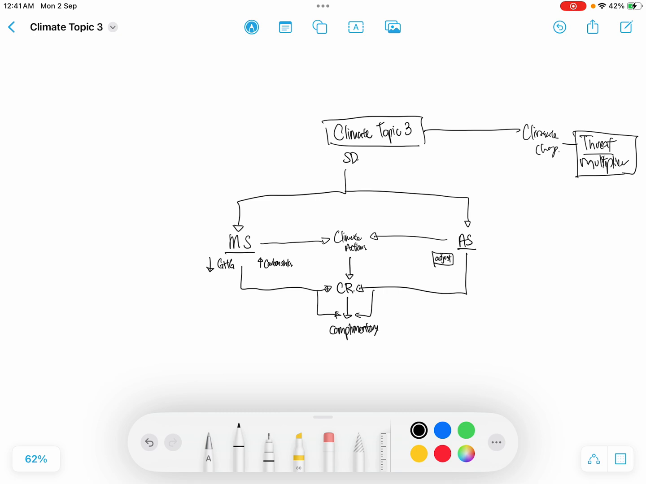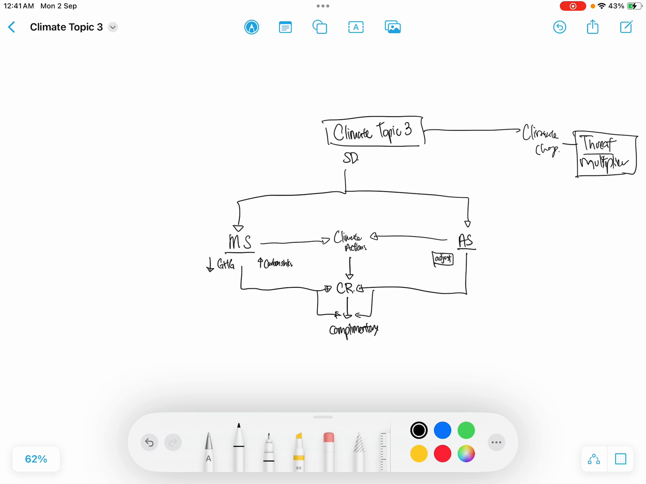For example, coral bleaching is not just because of climate change. Coral bleaching is happening because there is ocean pollution, but climate change actually multiplies the threat towards coral bleaching, and it actually worsens coral bleaching. So there is a threat multiplying effect of climate change, right?